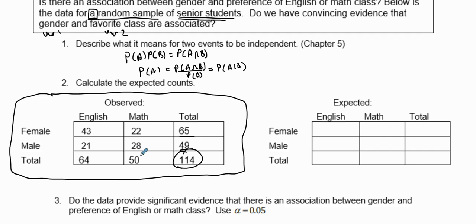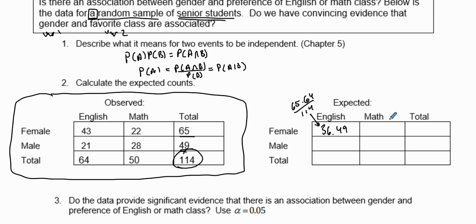Because we have two different variables and several categories, we're going to do the same thing that we did for homogeneity. We're going to find the expected values. For example, for this one, we take the total in this row, 65, times the English total, 64, and divide that by 114. That's what we do to calculate all these values. So 65 times 64 divided by 114 gives us 36.49.